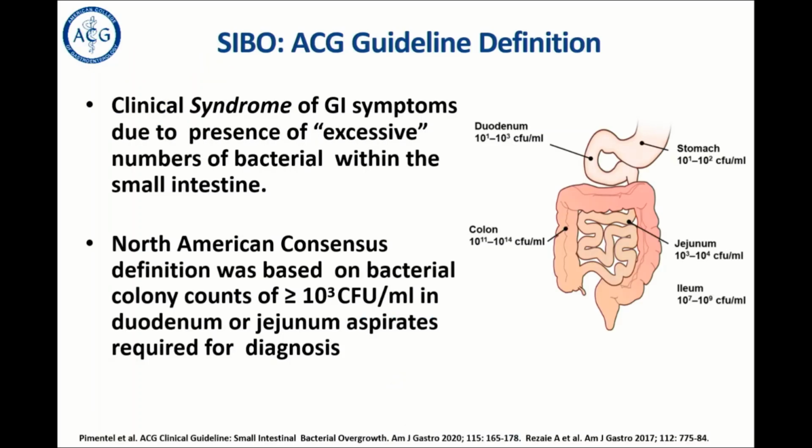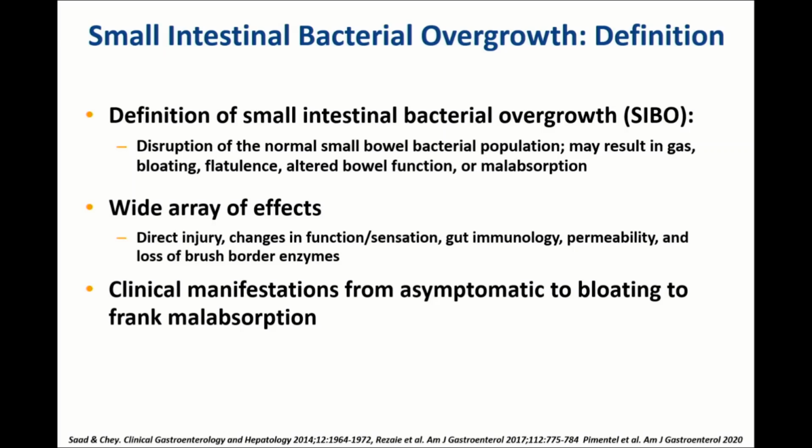It's really a clinical syndrome of GI symptoms due to the presence of an excessive number of bacteria within the small intestine. The North American consensus definition was based on a bacterial colony count of more than 10 to the third colony forming units per ml in the duodenum or duodenal aspirate required for a diagnosis. So SIBO is really a disruption of the normal small bowel bacterial population, which may result in gas, bloating, flatulence, or altered bowel function, as well as, in severe cases, malabsorption.